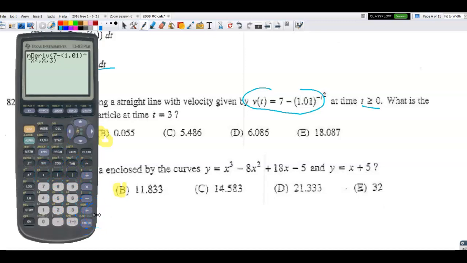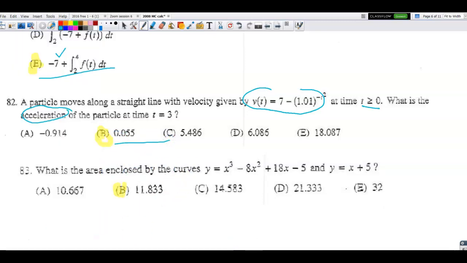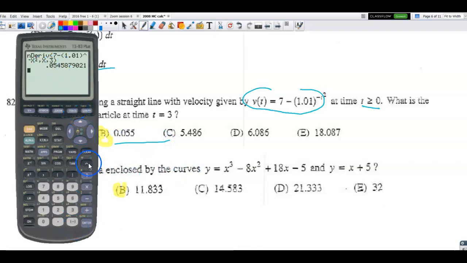And your calculator may type differently. This is an older model calculator, but I think the newer models are more evident how to type it in. If you're not sure, you can look in your resource packet because I have all the ways to use all the various calculator keystrokes to do everything. So enter, and we get 0.005. Whoops, let's bring the calculator back. 0.005 when you round that off.